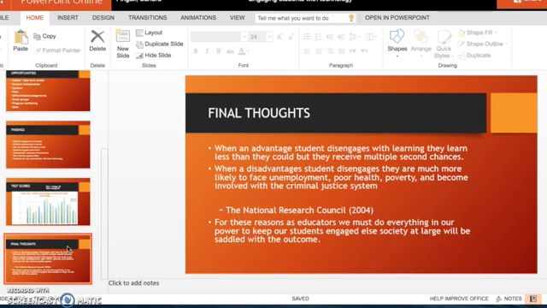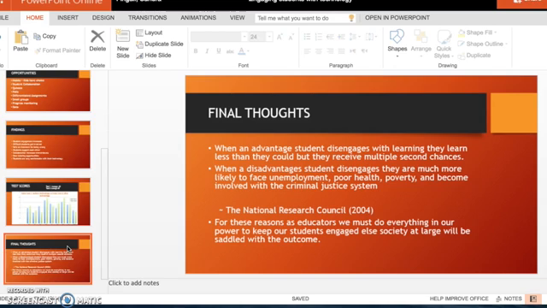When you think about this comment, it's really, really important. When an advantaged student disengages from learning, they get the opportunity to redo and have a second chance. But when you take a disadvantaged student and when they disengage, they're much more likely to face things like unemployment and poor health. And if they're already living in poverty, they face the future of continued poverty, and they become involved in the criminal justice system.